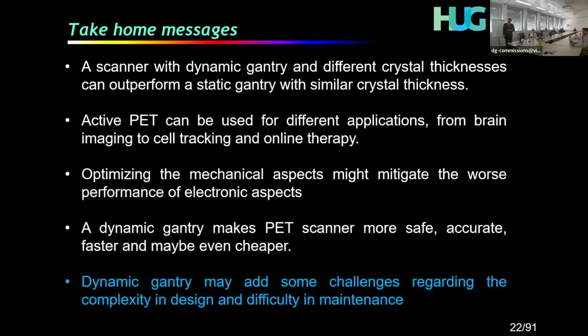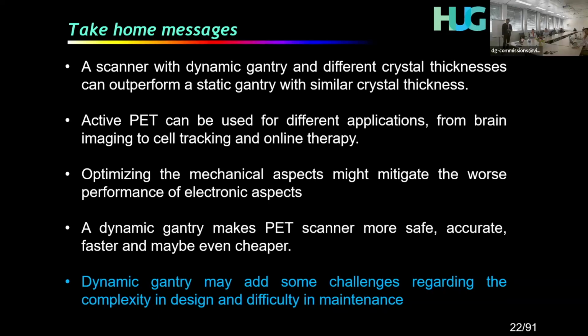So based on this study, we understand a scanner with dynamic gantry and different crystal thickness can outperform a static gantry with similar crystal thickness. And active PET can be used for different applications from brain imaging to cell tracking and online therapy. And optimizing the mechanical aspect might mitigate the worst performance of electronic parts. And a dynamic gantry makes the PET scanner safer, more accurate, and faster, and maybe even cheaper.